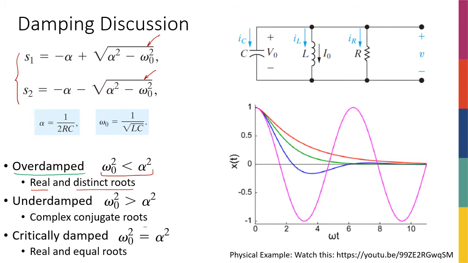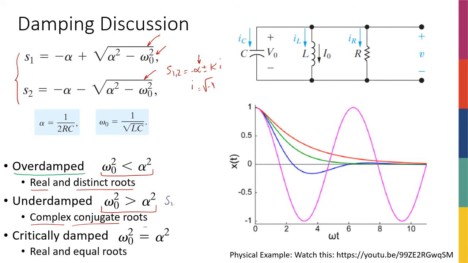The second situation is, of course, the opposite. So when omega naught squared is actually greater than alpha squared, then I have a negative number here. The square root of a negative number is going to be an imaginary number. So my roots S1 and S2 are going to be negative alpha plus or minus some k times i, where i is the square root of -1. It's going to be a complex number, but the two roots are complex conjugates, meaning that they have the same real part, but their imaginary parts are the opposite of each other. Let me actually write that here.